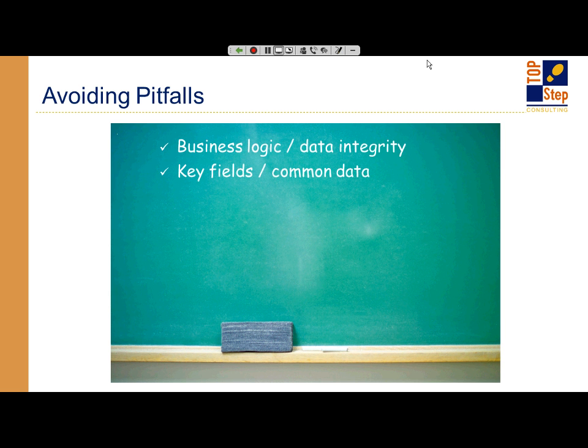Another common pitfall is understanding what are key fields and what are the common data elements, and what will each system react to as far as a key field.